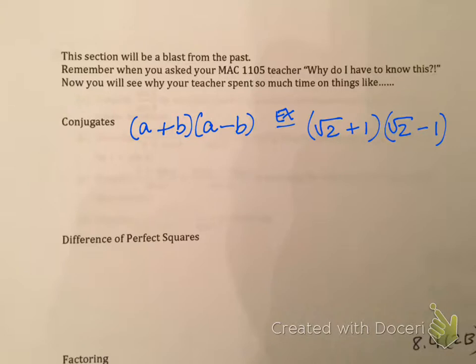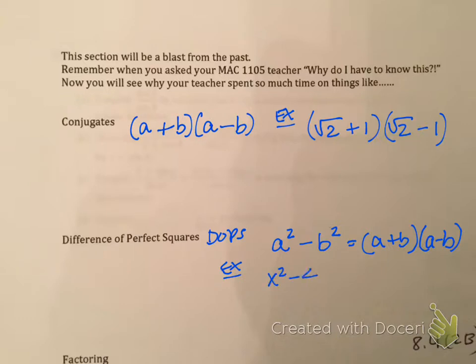Okay. Difference of perfect squares. I call this dopes. And the difference of perfect squares says if my first term is a perfect square minus the second term, which is a perfect square, it factors out into a plus b, a minus b. An example of that would be maybe x squared minus 4, which factors out into x plus 2, x minus 2. So difference of perfect squares only works on perfect squares.